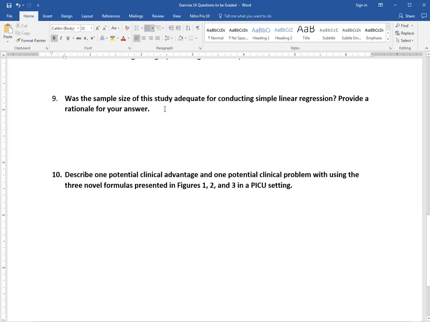Number 9, was the sample size of the study adequate for doing linear regression? Provide a rationale. So do some analysis of what you think about the sample size here and if you think it was adequate sample size or not.